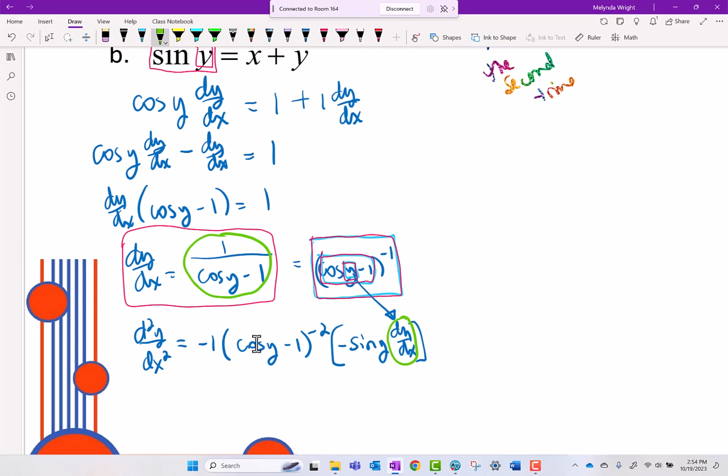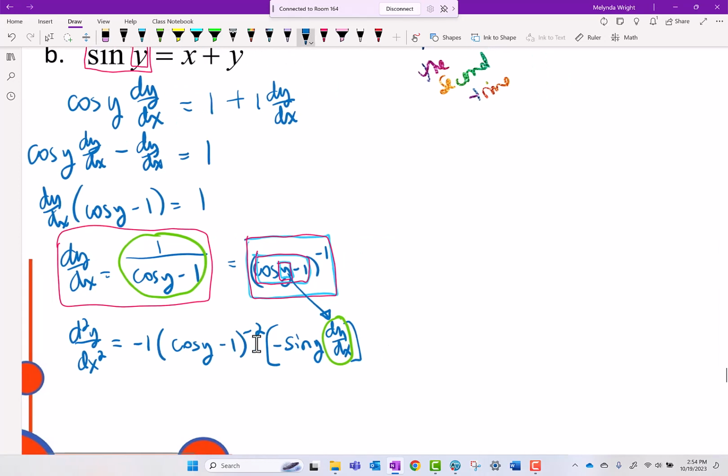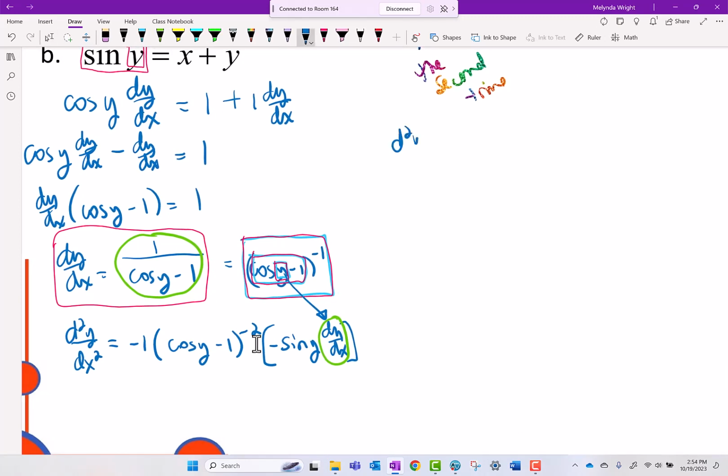Now we've done the calculus, now we're just doing algebra, right? Isn't that the hardest part of calculus, algebra? So we're doing the algebra now. Okay, so I'm going to write d2y over dx2 equals.